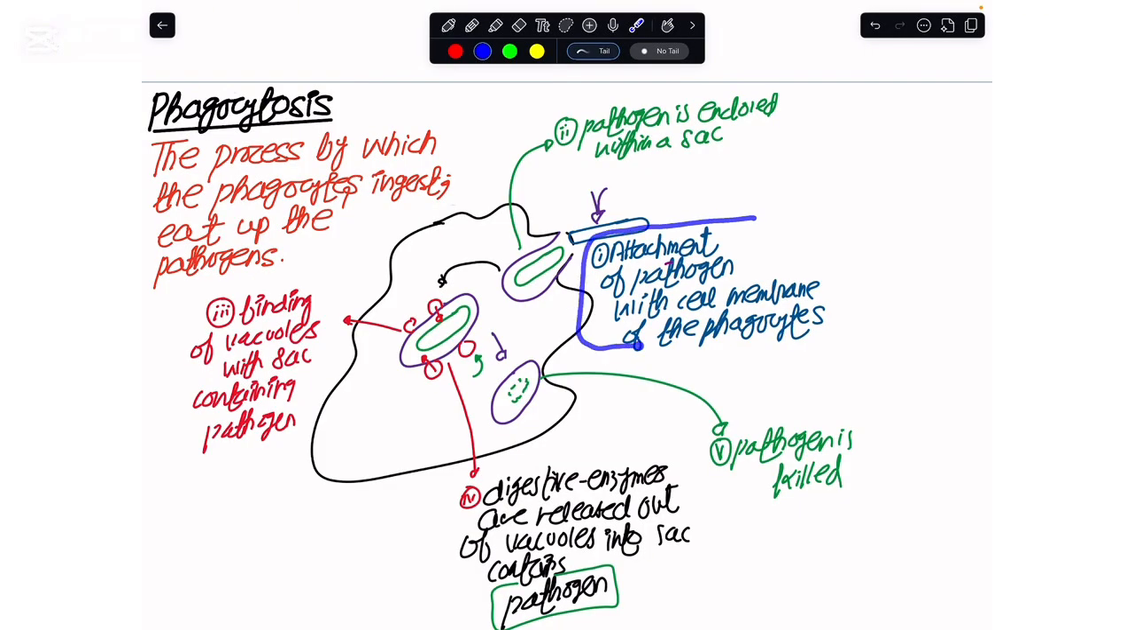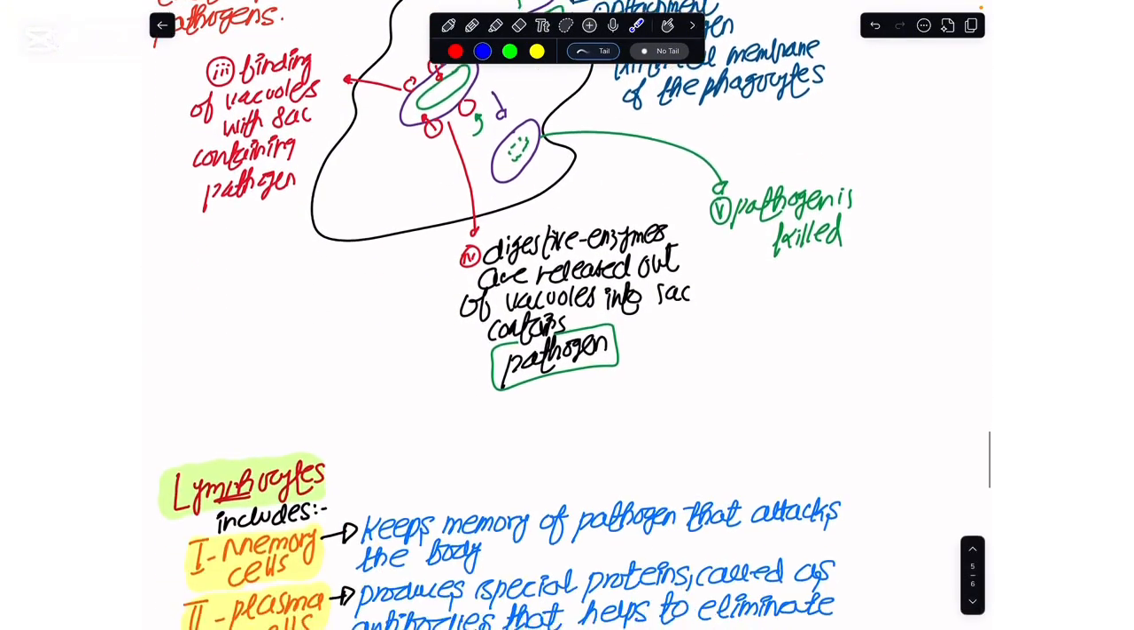So if I were to simply state these points, in phagocytosis, first is the attachment of the pathogen with the cell membrane of the phagocyte. The second point is that the cell membrane would enfold, and this would enclose the pathogen in a sac. And then there would be binding of the vacuoles that have the hydrolytic enzymes in them so that they can digest the pathogen. And when the digestive enzymes are released out of these vacuoles, ultimately the pathogen would be killed and our body would be saved from any likely harm that this pathogen can have on my body.